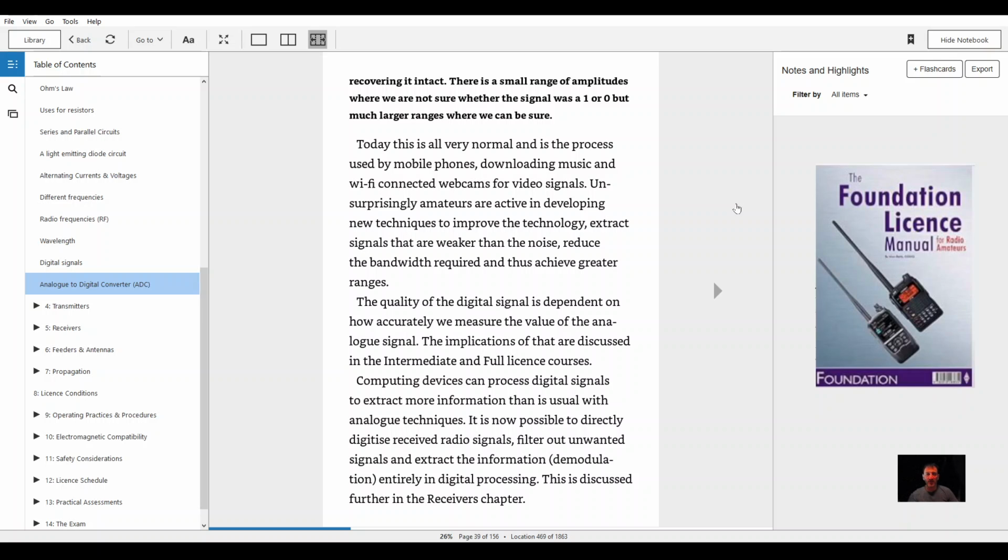The quality of the digital signal is dependent on how accurately we measure the value of the analog signal. The implications of that are discussed in the intermediate and full license courses. Computing devices can process digital signals to extract more information than is usual with analog techniques. It is now possible to directly digitize received radio signals, filter out unwanted signals, and extract the information, demodulation, entirely in digital processing. This is discussed further in the receivers chapter.